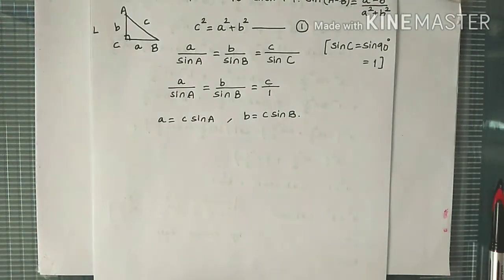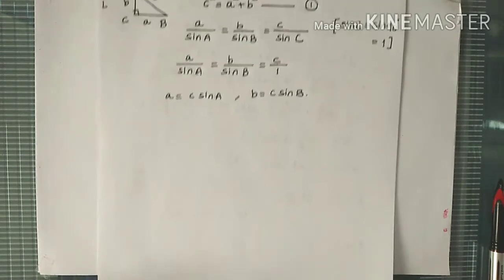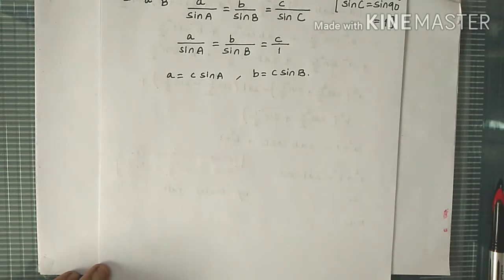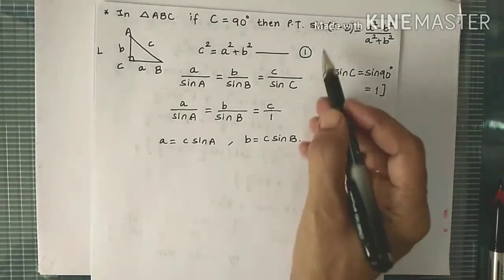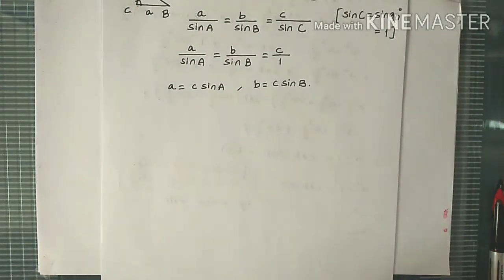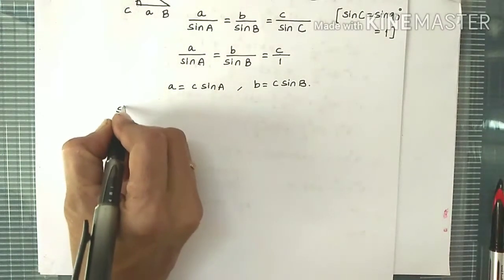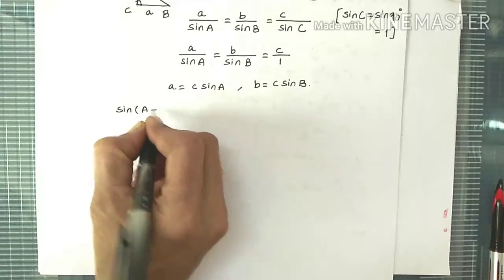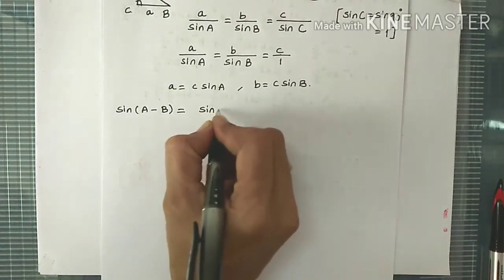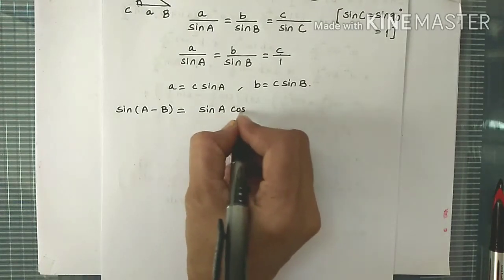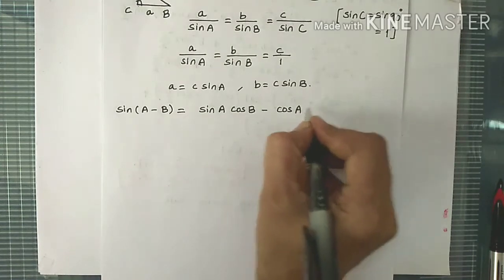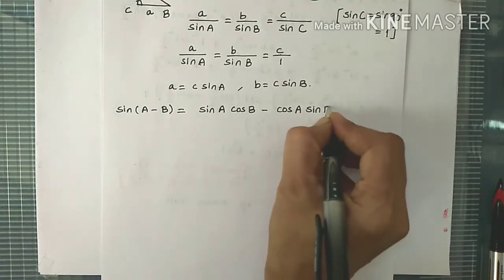Okay. So if angle C is 90 degrees, we have A equal to C sine A and B equal to C sine B. Now we are ready to start with the left hand side. Left hand side is sine of A minus B. So sine of A minus B equal to sine A cos of B minus cos A sin B.